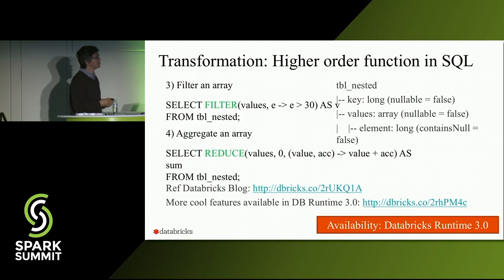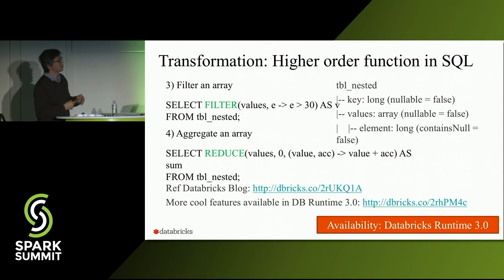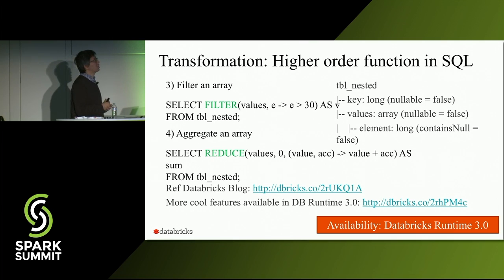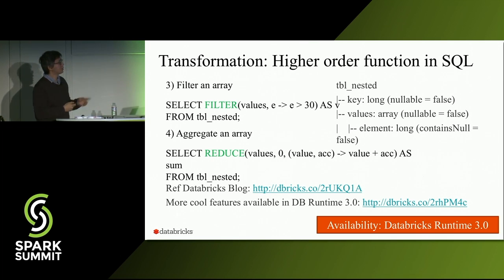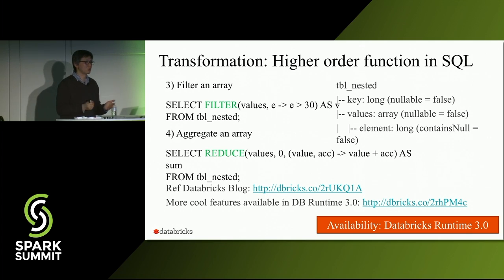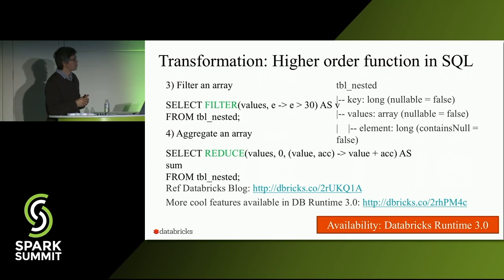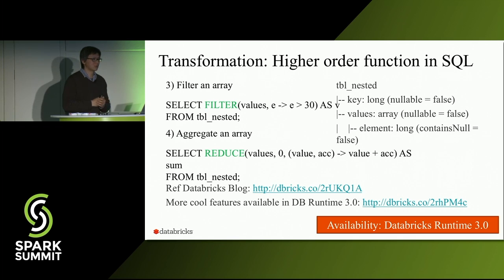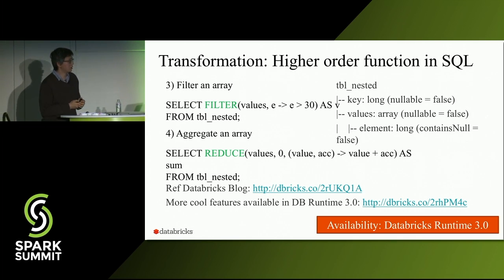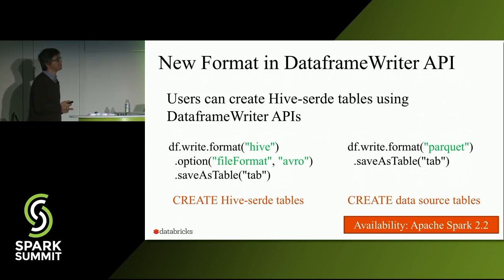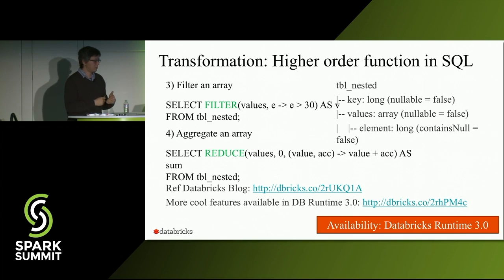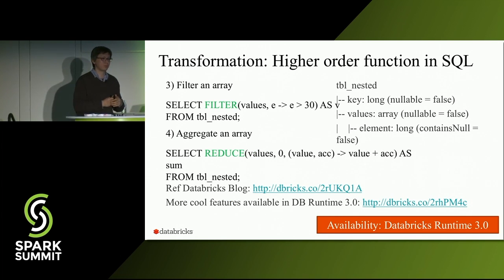It can also do a map, transforming one array to another array using the function you specify. Filter removes some illegal array elements. And the last example just does the sum, without any aggregation. For more details, you can check the Databricks blog, and there are more cool features available in Databricks Runtime 3.0. In a future release, we will contribute them back to open source.